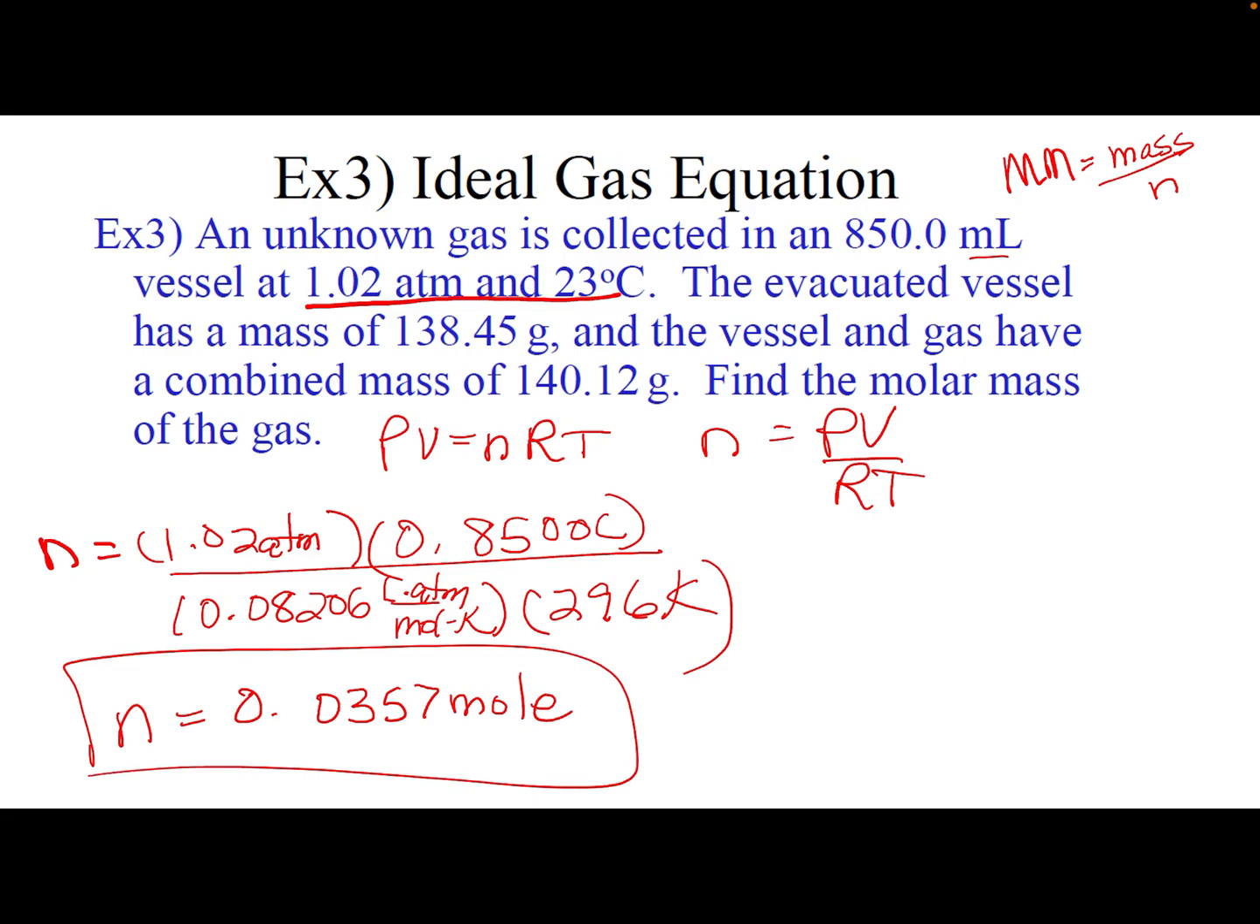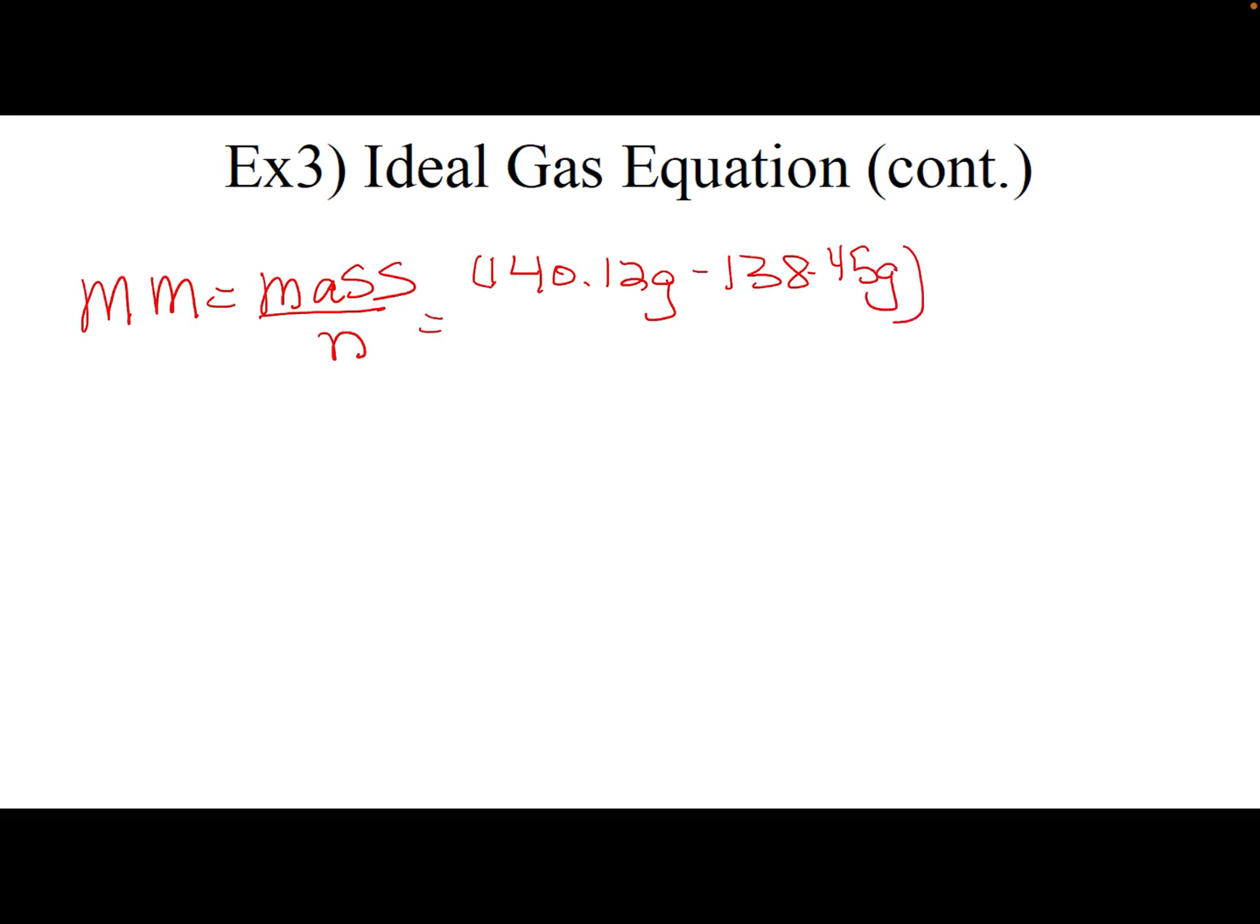Okay, we're not done yet though. That's not the molar mass of the gas. So step 2 is molar mass is equal to mass divided by n. Well, the mass of the gas, look at the data you've been given. You've been given the total mass of the flask, so we have to do 140.12 grams minus 138.45 grams, because you were given the evacuated vessel, so that's the vessel empty, and you were given the vessel plus the gas. So to get the gas, you have to subtract those, and then we're going to divide by our number of moles that we just solved for.